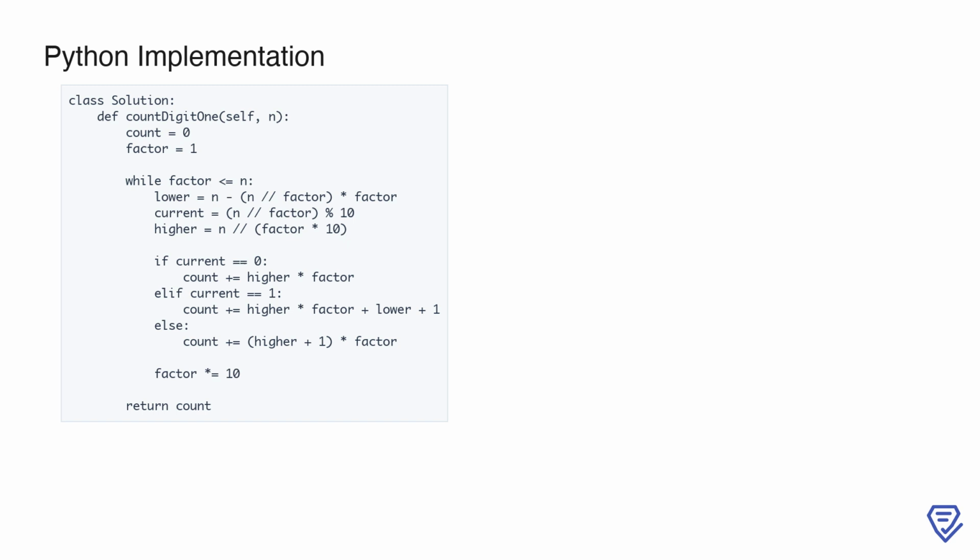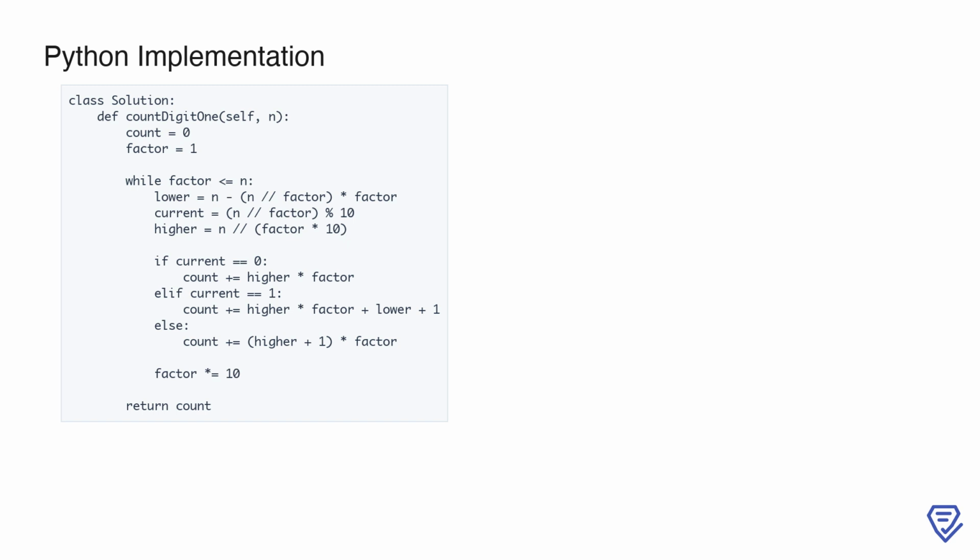3. Decomposing n. Inside the loop, the number n is split into 3 parts. Lower: the digits to the right of the current place value. Current: the digit at the current place value. Higher: the digits to the left of the current place value. This decomposition allows us to calculate the occurrences of 1 at each place value.